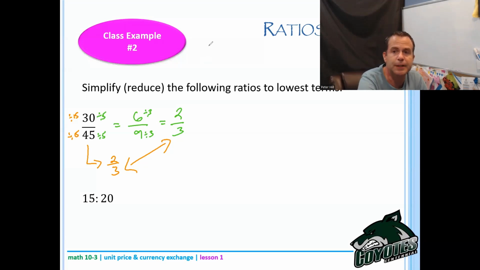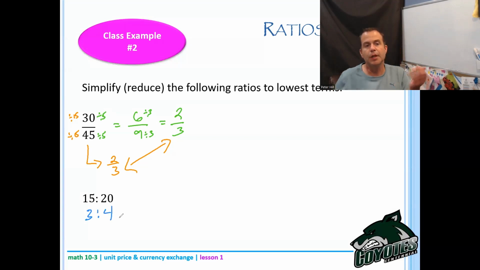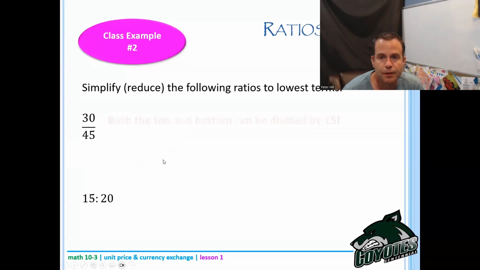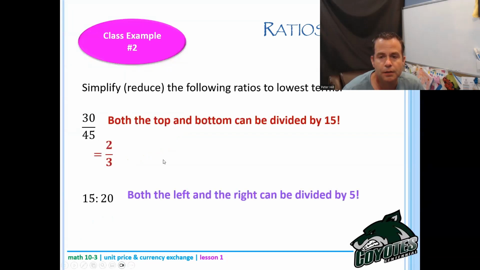Okay, let's take a look at 15 to 20. Sorry, I was trying to change the ink color at the same time. Both of these are divisible by 5. If I divide 15 by 5, I get 3. See, now I have a pretty blue. 20 divided by 5 is 4. And I look at those two numbers. 3 to 4 is the reduced ratio of 15 to 20. And I can't go any further. Those are as small as I can possibly get. Okay, awesome. All right.